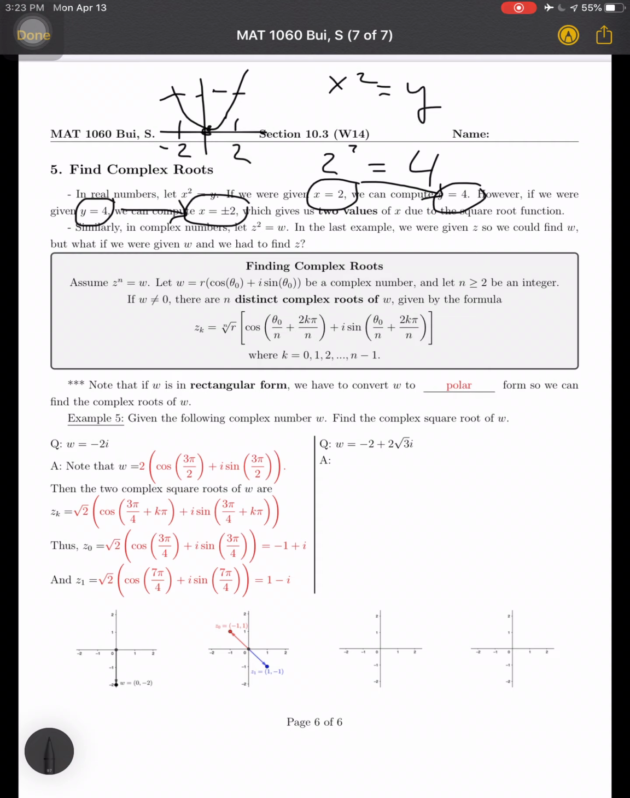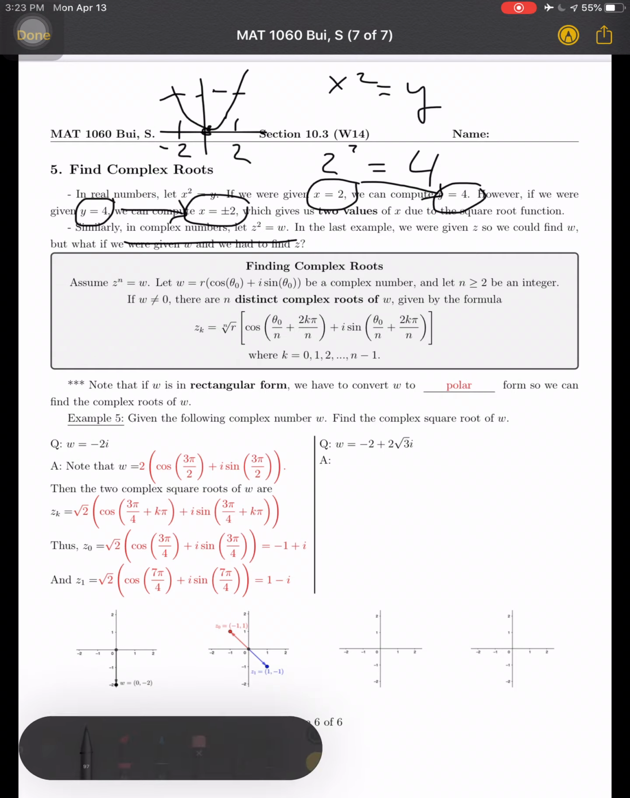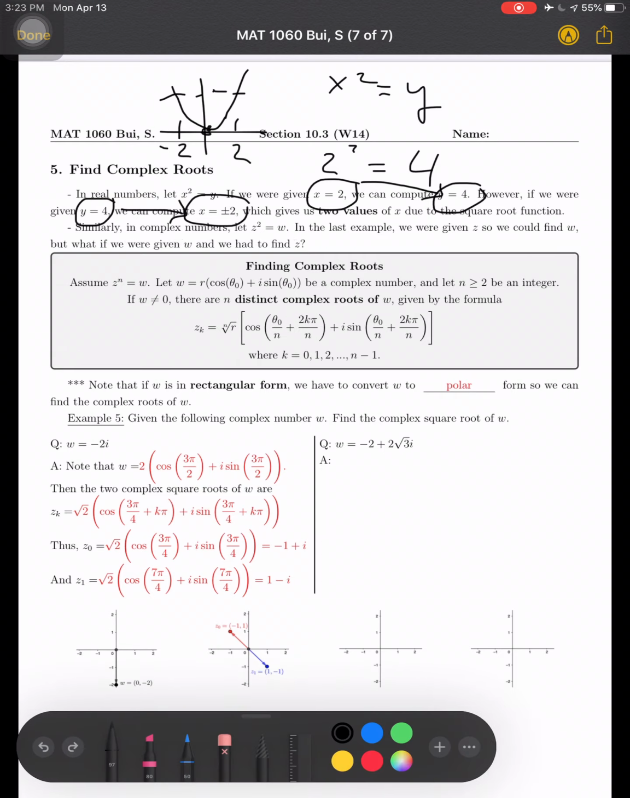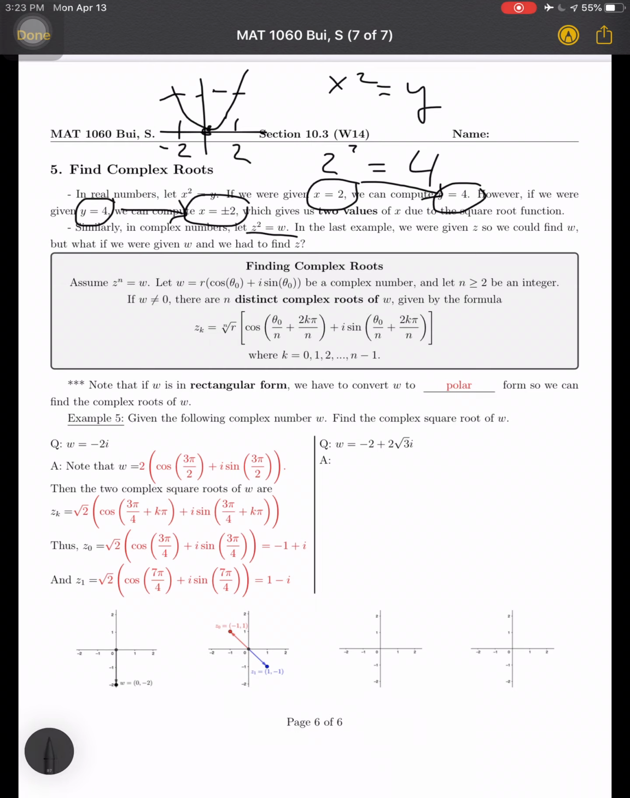Let's make it clear like this. Similarly in complex numbers, let me give you something like z squared equals w. Let me underline it again. Here, you can treat the z like x and the w like y. In the last example, objective 4, if you want to double check, we were given z, and then we had to find z squared, which is w in this case. So in 4, we were given z, and we had to find z squared.